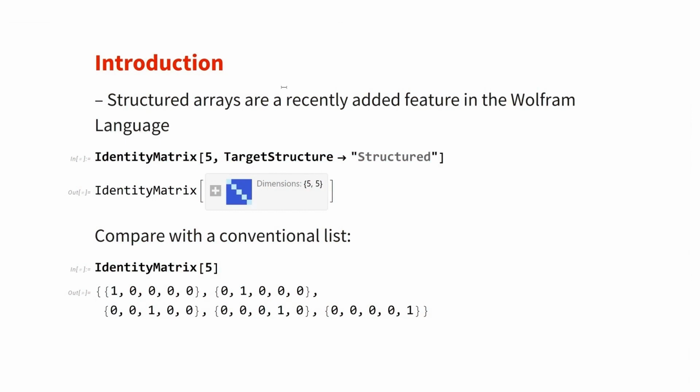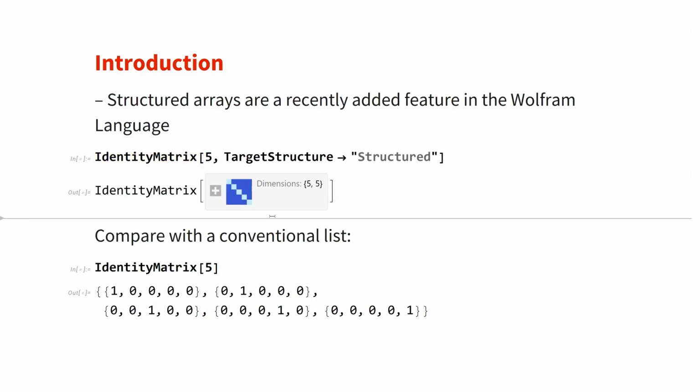So let me begin now by talking about structured arrays. Structured arrays are a recently added feature, and they actually help you to make things much more compact. Just to give an idea, the typical identity matrix has got 5 rows and 5 columns. But if you say target structure goes to structured, then you get back just this summary box with some indication of what the entries look like.